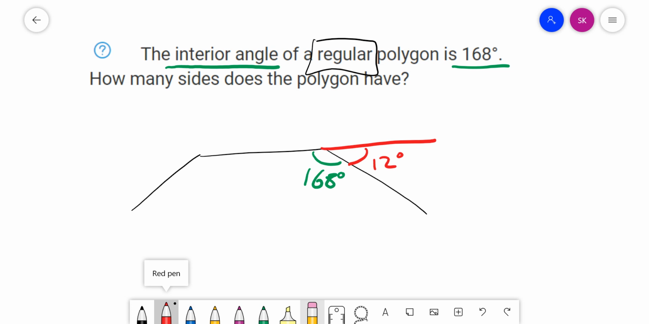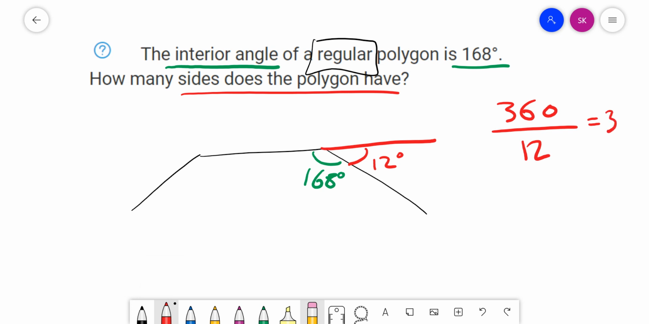How many sides does the polygon have? Well, because it's regular, and I know that exterior angles add up to 360, I'm doing 360 divided by 12, and I'm getting 30. No, it's not degrees, it's 30 sides. So the answer is 30 sides.